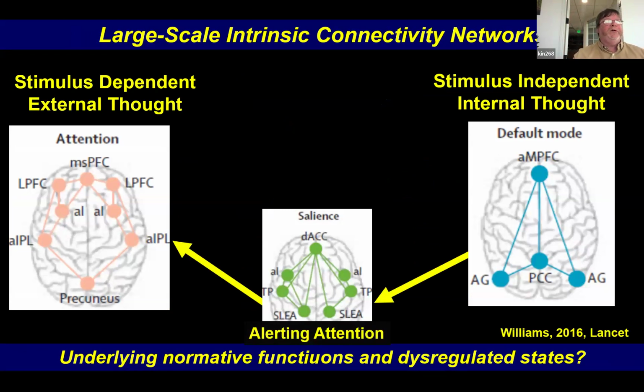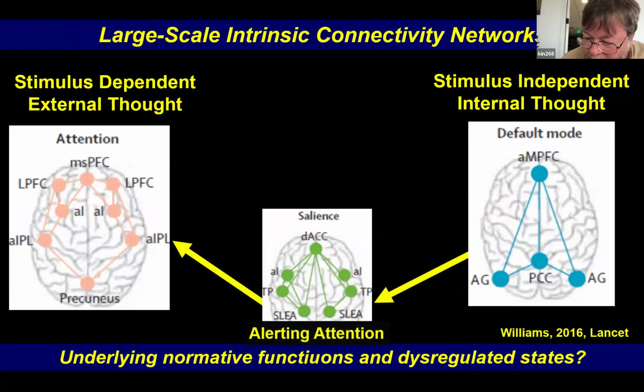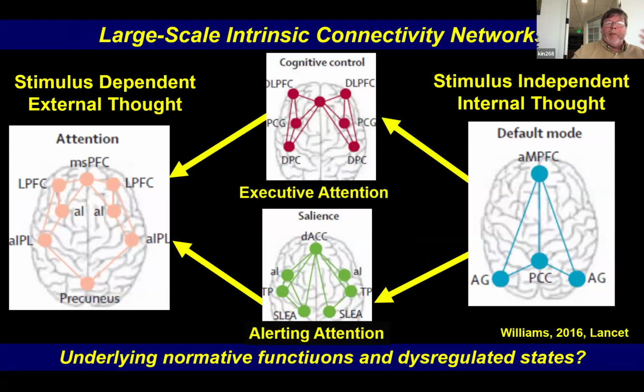So there's alerting attention, which is when you're supposed to be playing basketball, and instead you're daydreaming, you get hit with something, boom, you've got to get back. Whereas there's also top-down, effortful attention, which is more the frontal parietal network or the central executive network.